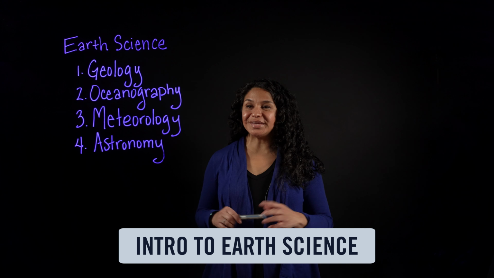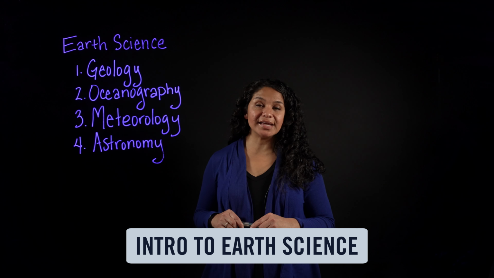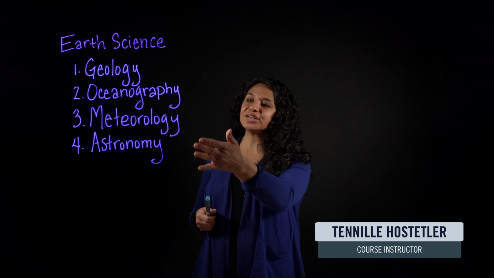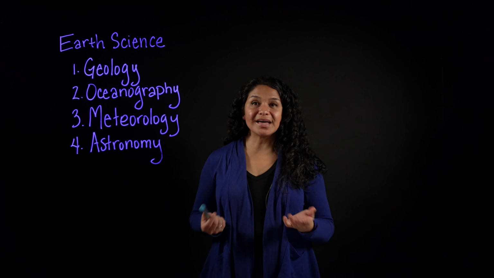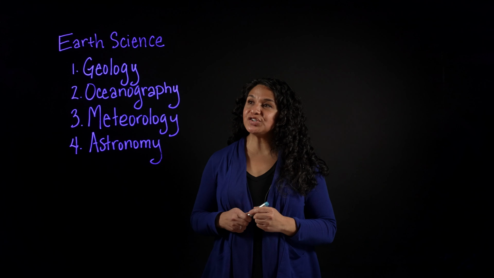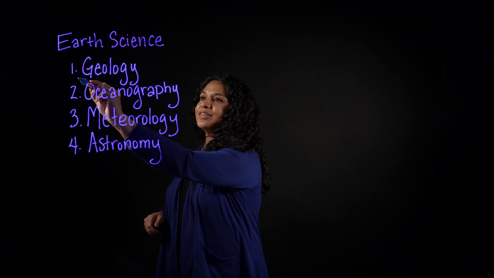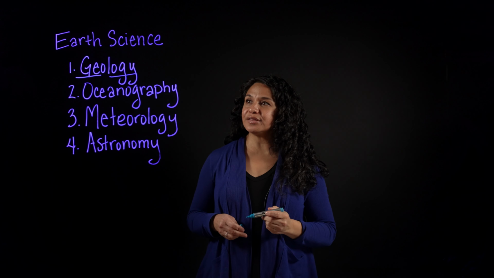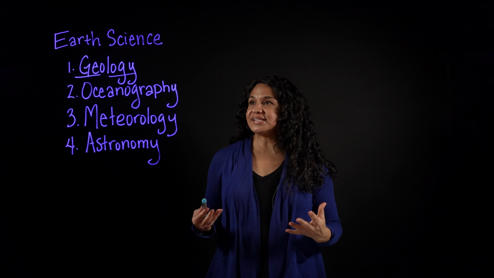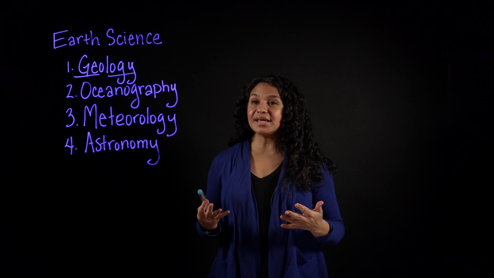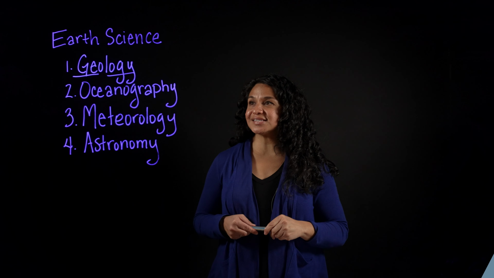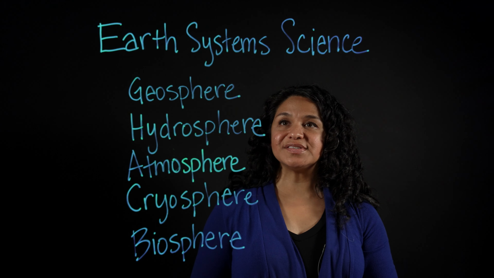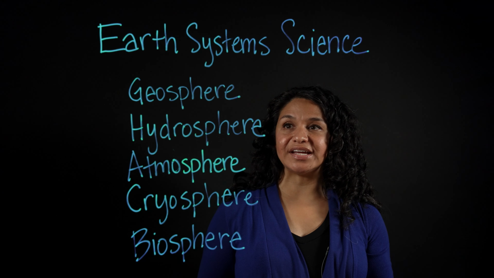Okay, so welcome to the Intro to Earth Science. In Earth Science, there are four main areas: geology, oceanography, meteorology, and astronomy. In this class, we're going to be mostly focusing on geology because geo means earth, ology means a study of, so geology is really the study of the earth, and it's where several disciplines intersect into a concept known as Earth systems science. Earth system science views the planet as a series of systems that interact with complex relationships.